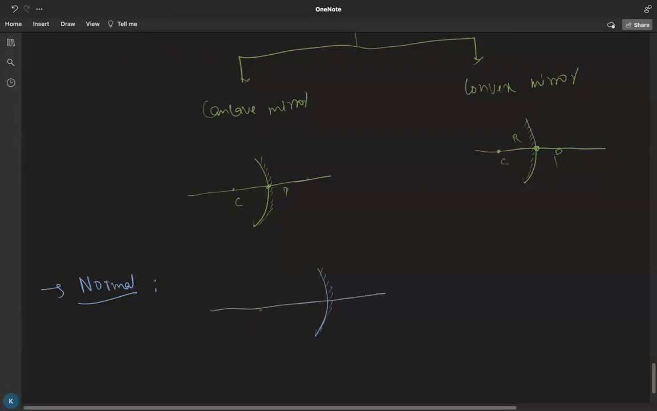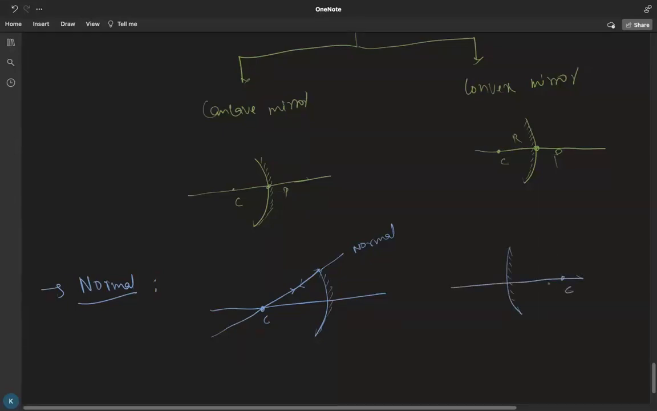And if a ray of light is passing through the center of curvature, it retraces its path. This line is known as the normal. Basically, any ray of light passing through the center of curvature retraces its path. Fine. Okay. Now let's take another example.